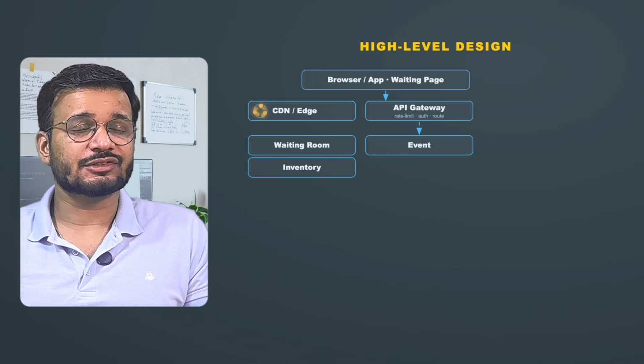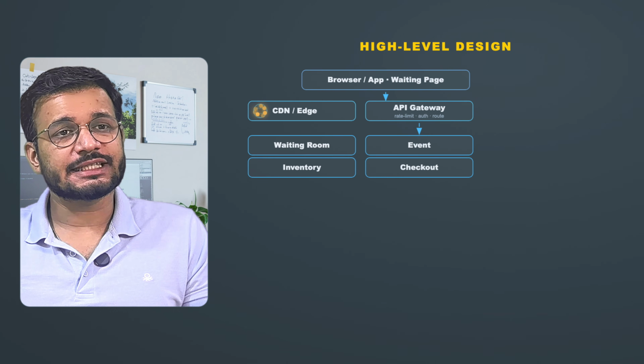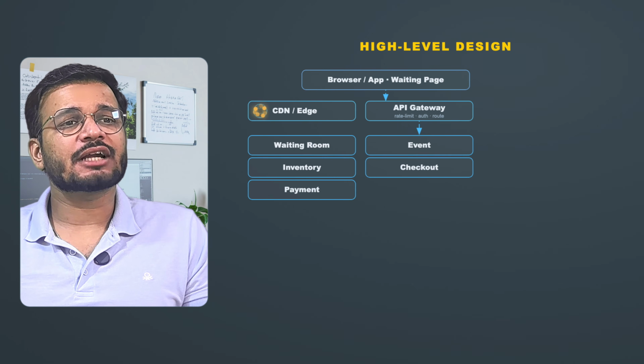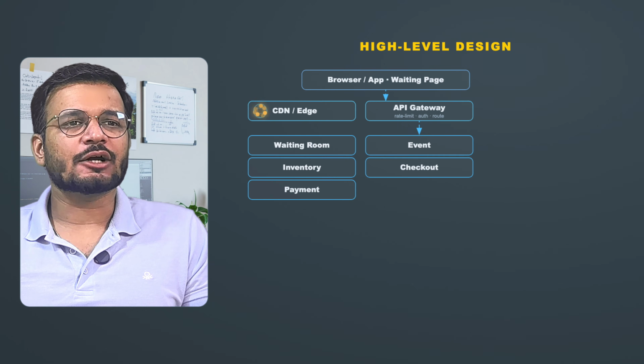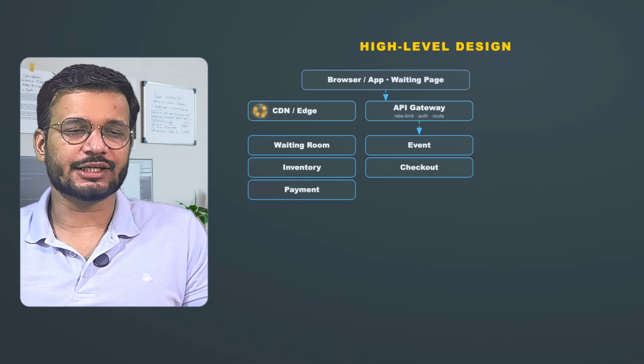We have the inventory service. The inventory service is the source of truth for the seat availability. It handles the holds and the releases. After that, we have the checkout service. Checkout service is responsible for orchestrating the payment and order creation.